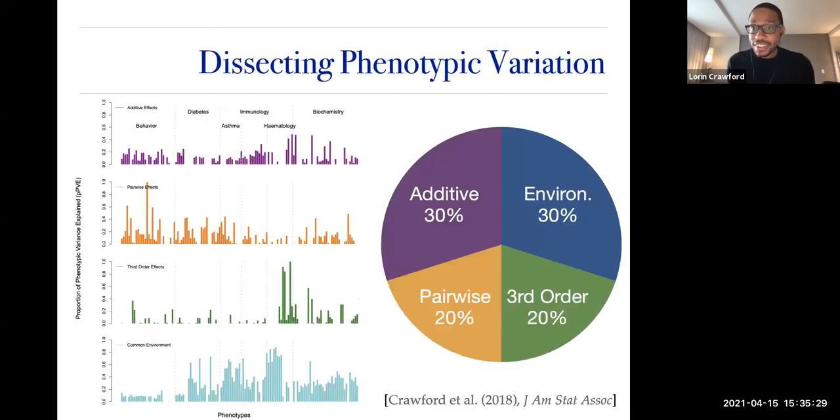Classically, I think of this idea of dissecting phenotypic variation. What I would consider a little bread and butter of what I do is to think about this in the context of complex traits for human beings and also model organisms. If we have some phenotypic variation, you could dissect that variation into additive effects, pairwise interactions, gene A times gene B effects, third order interactions, and how our genetics play a role in interacting with our environments to give rise to complex traits.